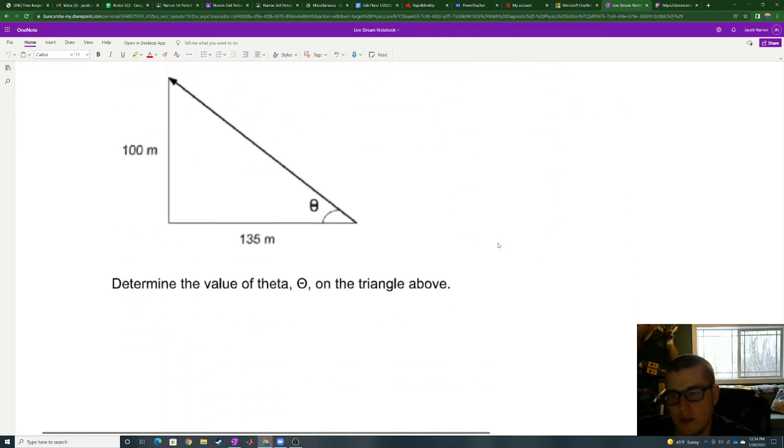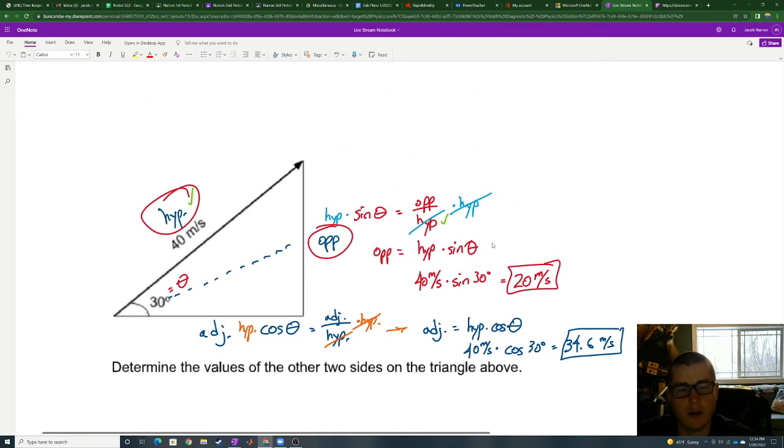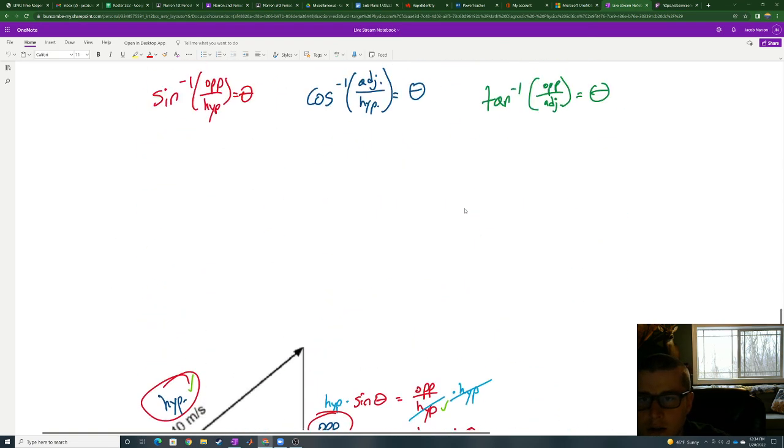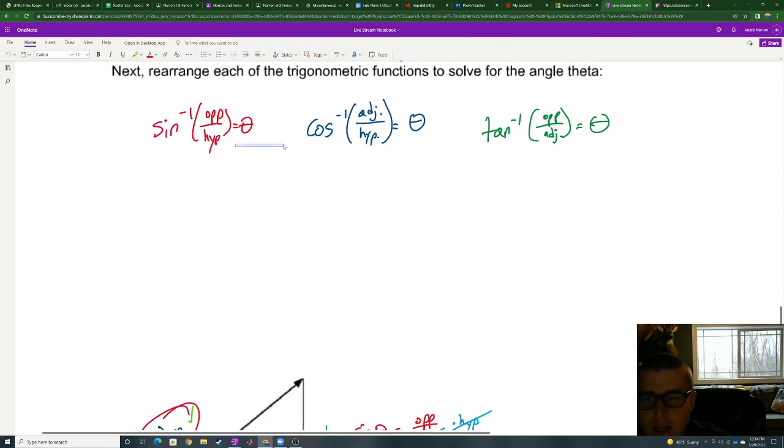All right, last thing. Sorry to go kind of fast, but again, you can pause this. You can pause and ponder in your own time. Let's keep going. Determine the value of theta on the triangle above. All right, let's see what we got. We got 3 different equations, in case you've forgotten, that are set up to solve for theta. See, theta is already by itself. We just need to figure out which one to use.